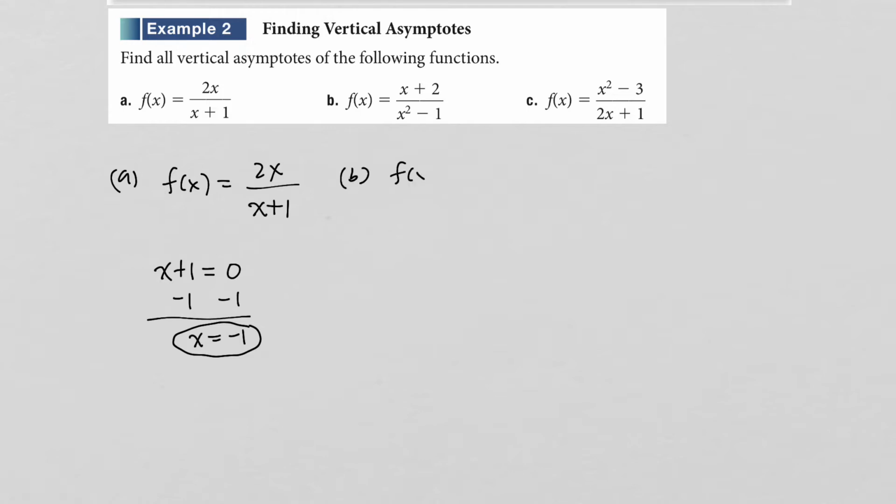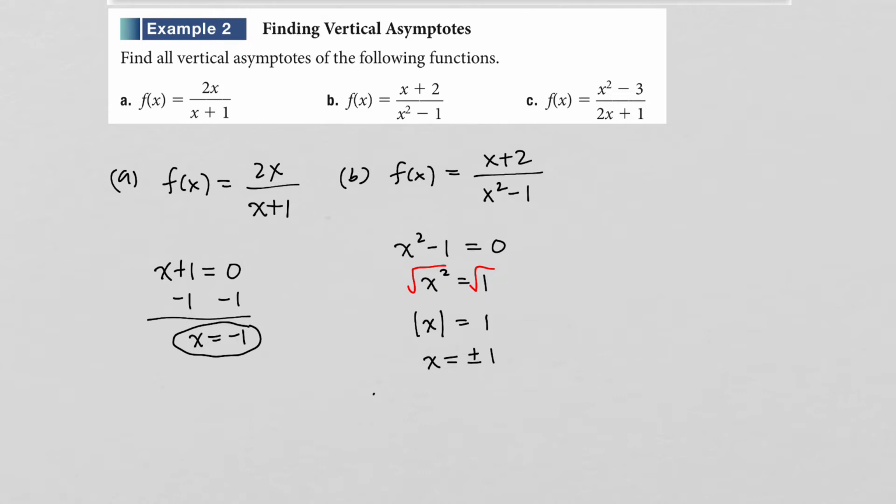For the second function, we have f of x equals x plus 2 over x squared minus 1. Once again, to find the vertical asymptotes, simply take the denominator and set it equal to 0. And we can solve this a couple of different ways. I think the easiest way to solve this would just be to add 1 to both sides and then take the square root of both sides. Now don't forget, when you take the square root of x squared, technically that is absolute value of x. And when that's equal to 1, that means that x itself can be positive or negative 1. So the vertical asymptotes are x equals 1 or x equals negative 1.